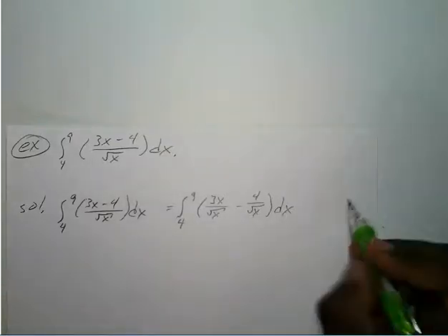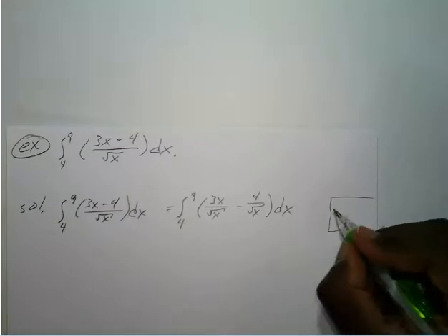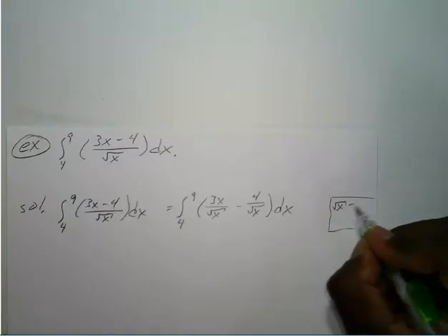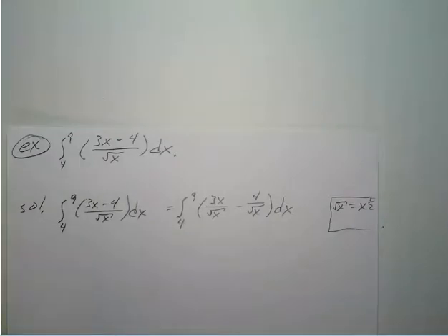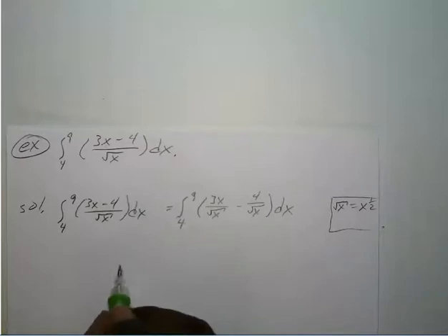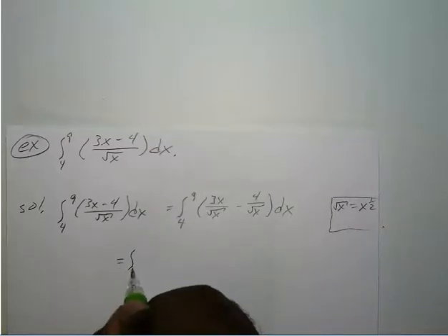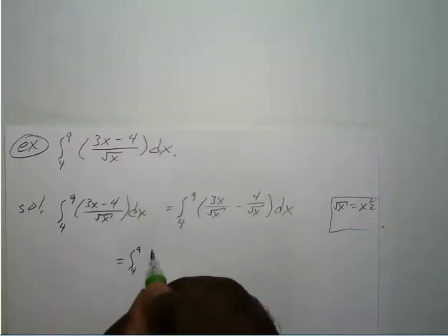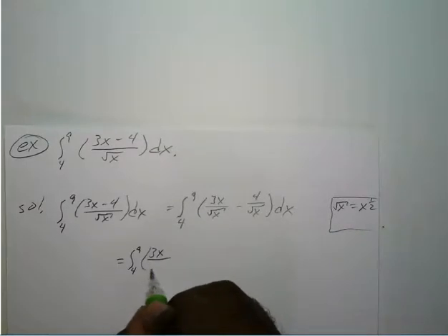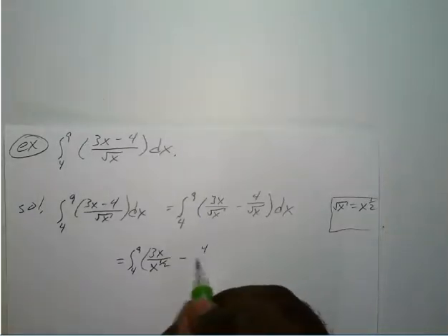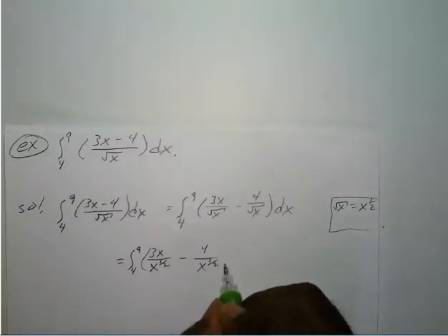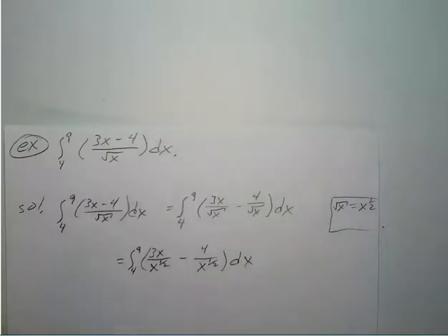All right, so now if you remember, square root of x is just x to the 1/2 power. Okay, so that means, I'm just going to move this over a little bit, it's going to equal the integral from 4 to 9 of 3x over x to the 1/2 power minus 4 over x to the 1/2 power with respect to x.